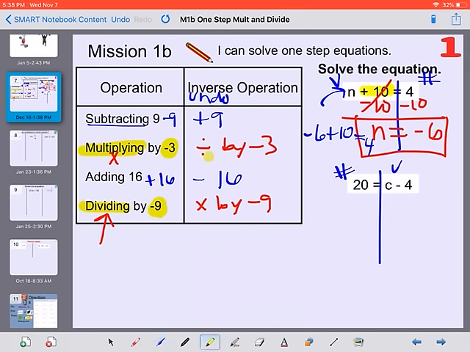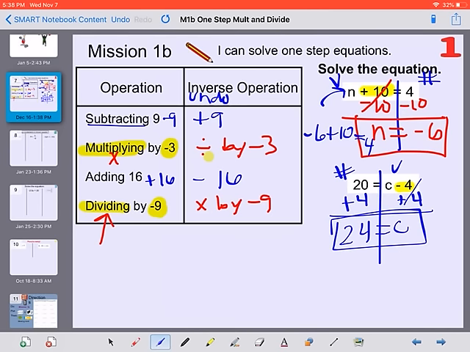The second one, we have our variable on the right, so we need our numbers on the left. So we need to get rid of this negative 4. The opposite of subtracting is adding, so we're adding 4 to both sides. So those eliminate, and we get C equals 24. So there's our answer. So we practiced that the other day.